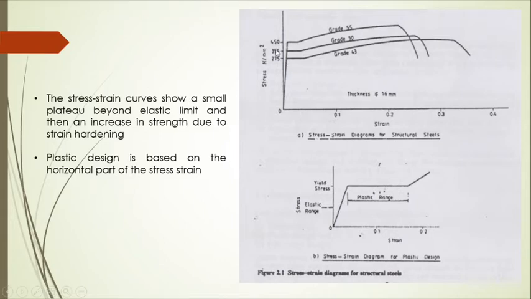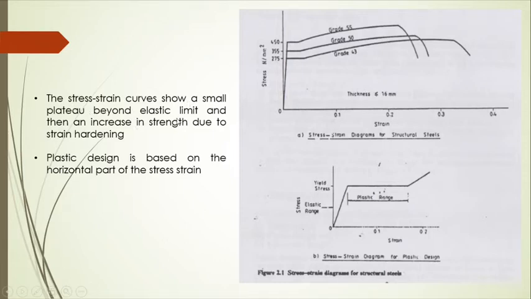After the elastic limit here of 450, 355 and 275, the steel will undergo plastic deformation. Once the steel deforms in the plastic region, or plastic range, it will not return back to its original form.